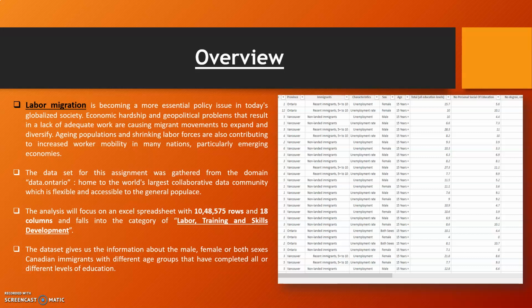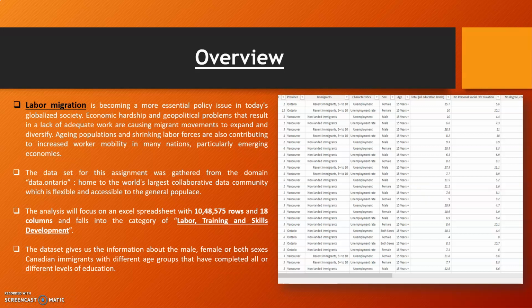The dataset for this assignment was gathered from the domain data.ontario, which is home to the world's largest collaborative data community, which is flexible and accessible to the general populace. As you can see, this is a snip of the dataset that we have evaluated for this assignment.